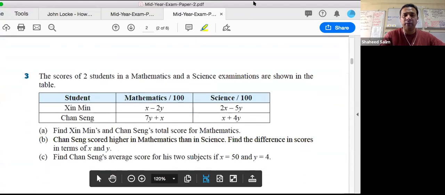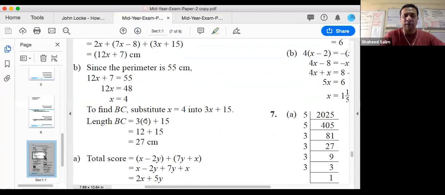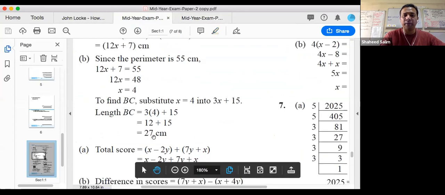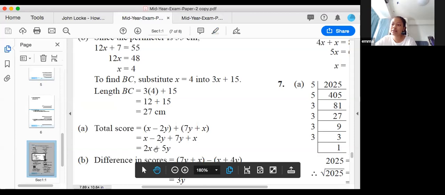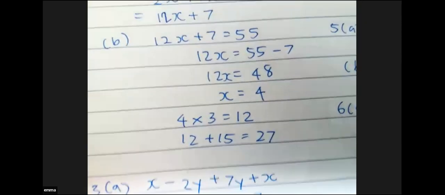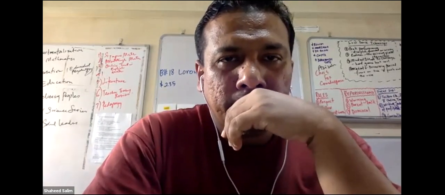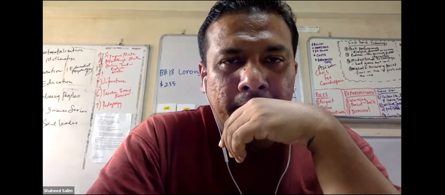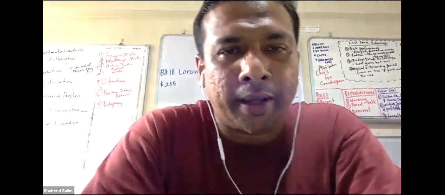Can you find A? 2x minus 5y. Is it plus 5y or minus 5y? Down here is plus. Yours is minus. Okay, let us see. Can you show me your working? Hold on, just wait. Okay, now you look at your set. Look at A again.